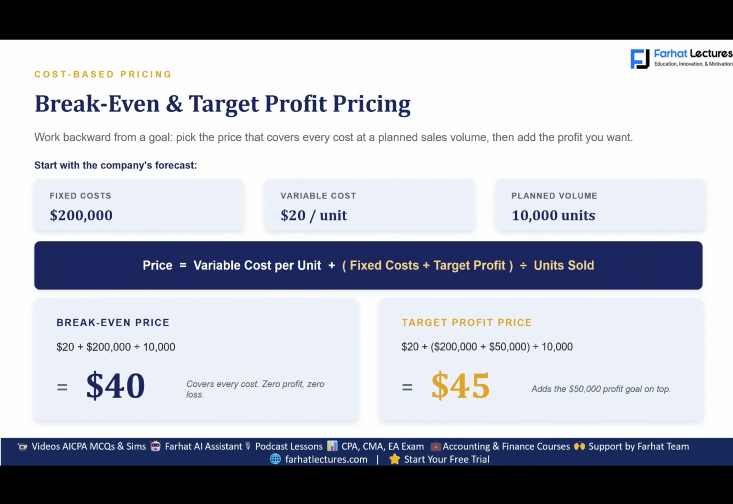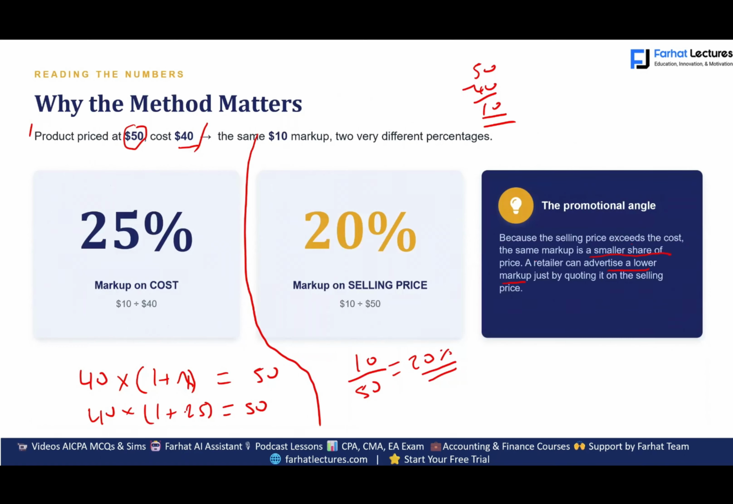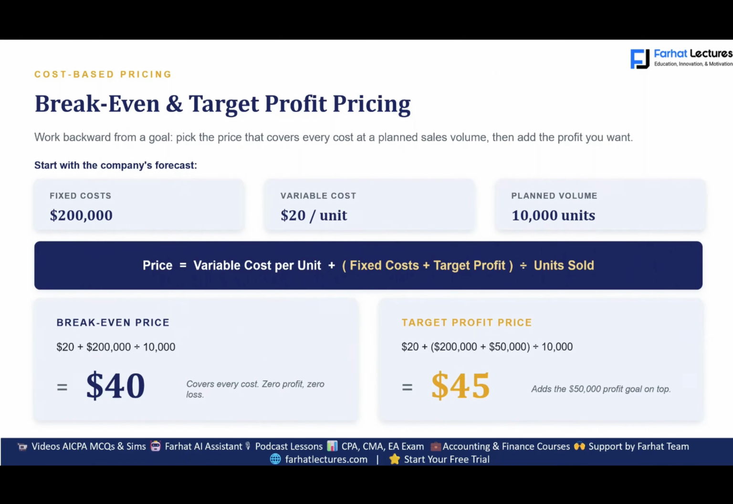Now, cost-based pricing, the third method is break-even and target profit pricing. Here, what we are doing is working backward from a goal. We pick a price that covers every cost at a planned sales volume, then add the profit you want.